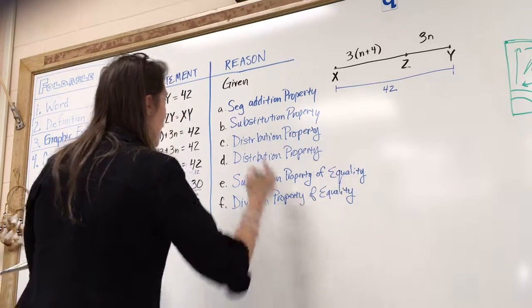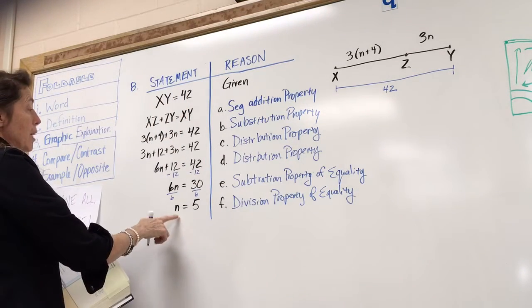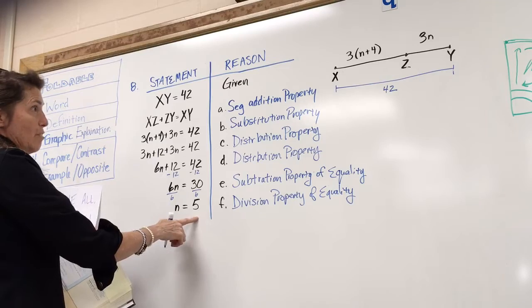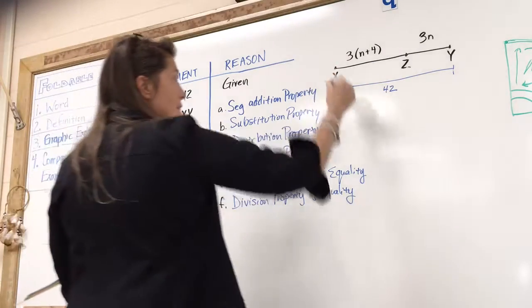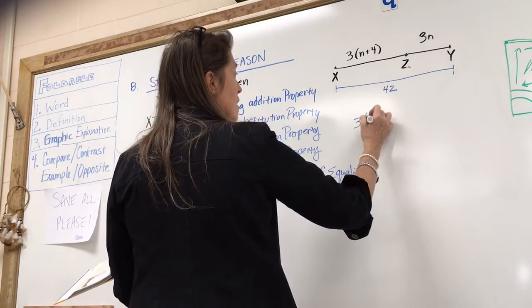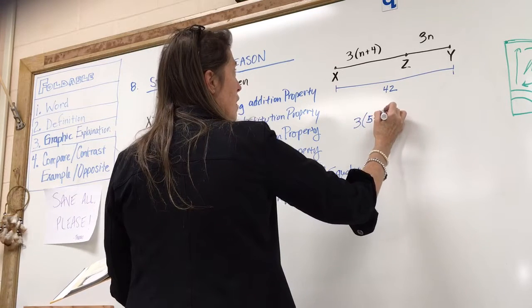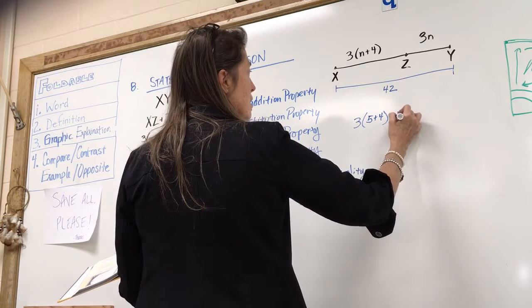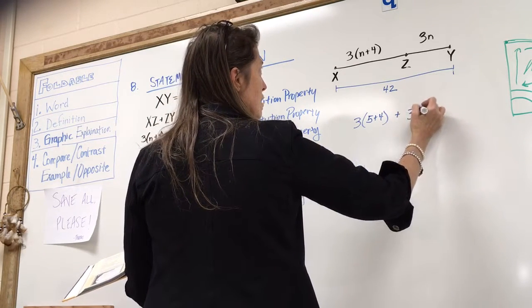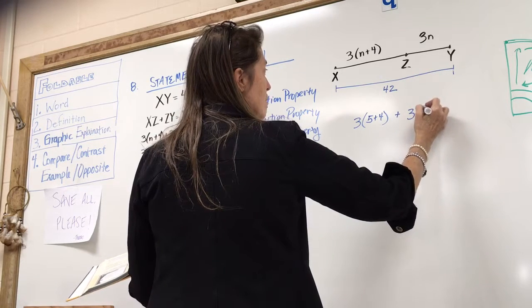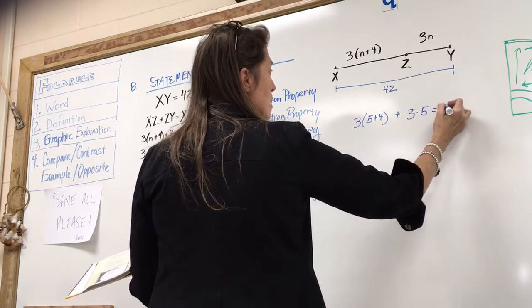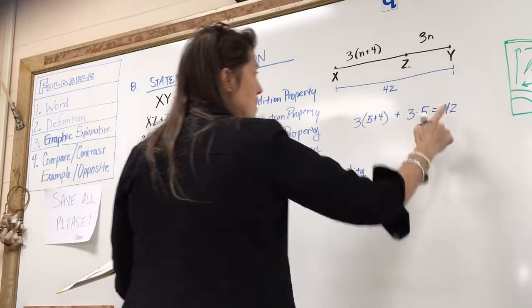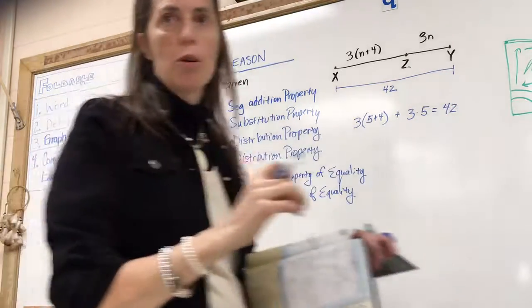And that is how we finish number 8, where n equals 5. So up here, we know that 5 plus 4 plus 3 times 5 will equal 42. And we can correct it or check for correctness.